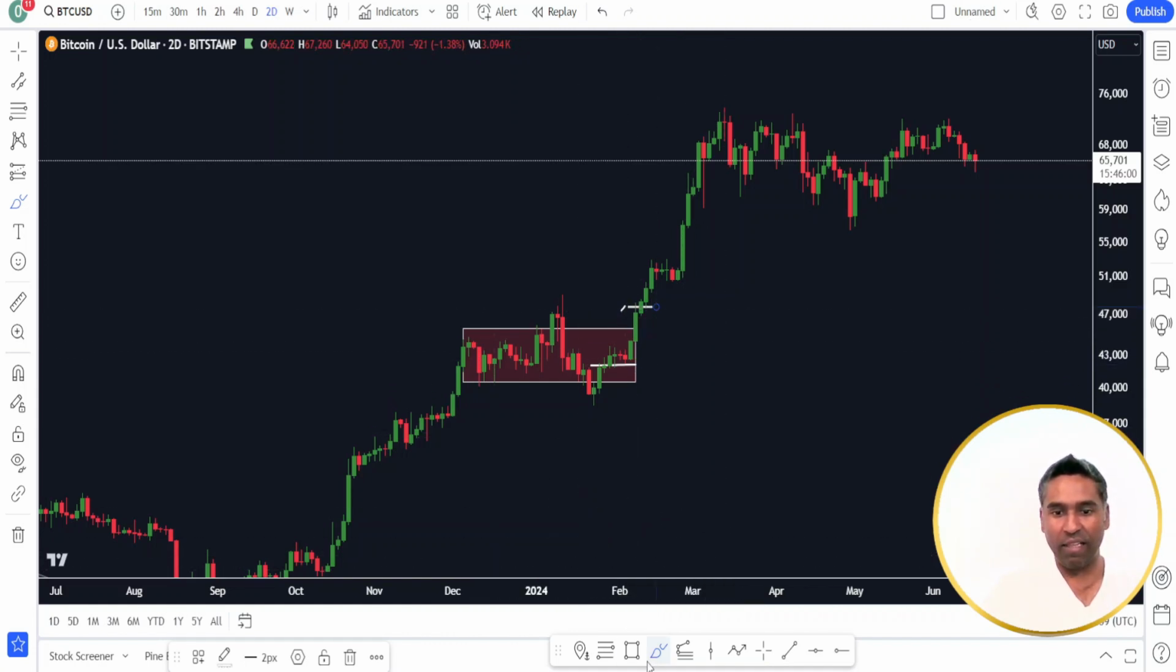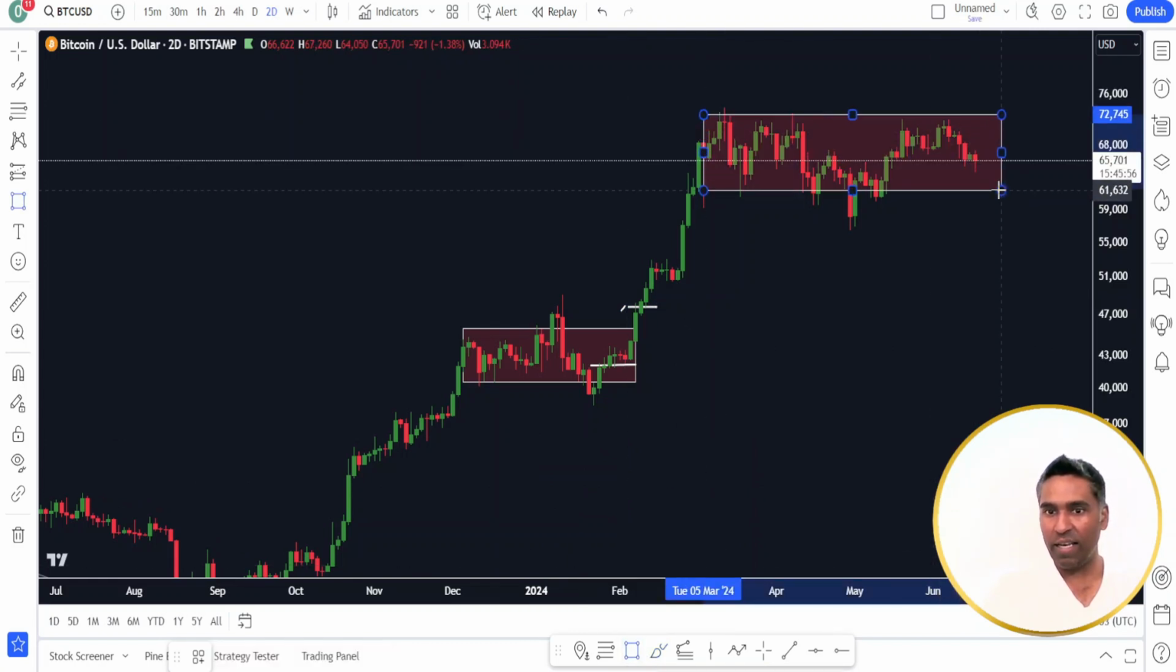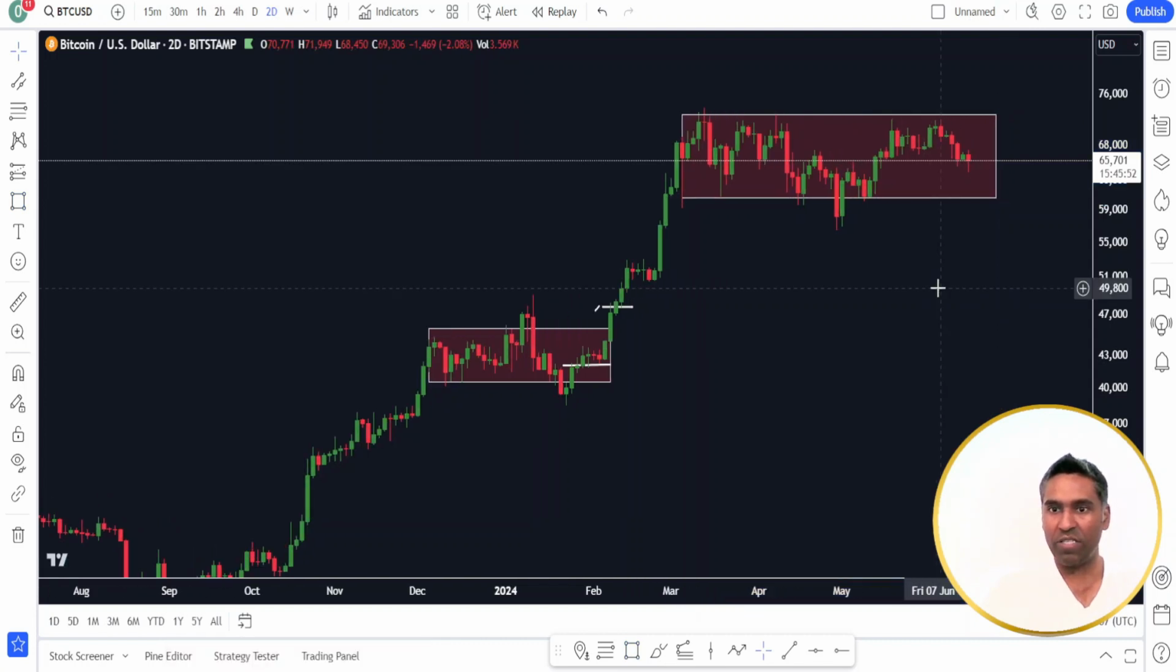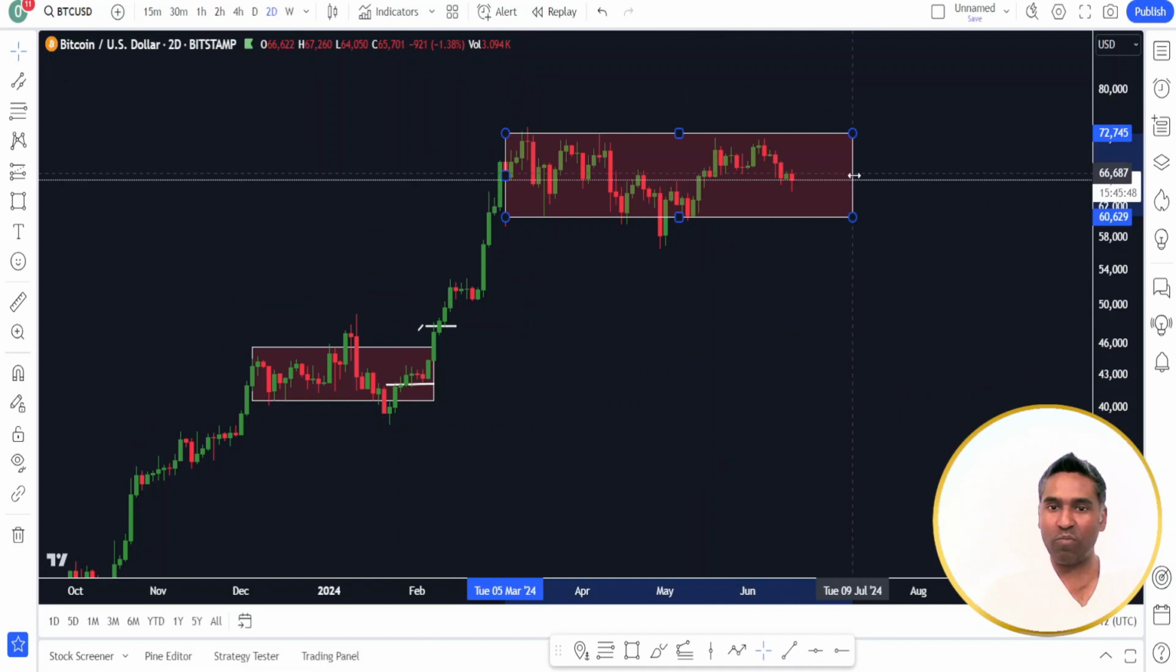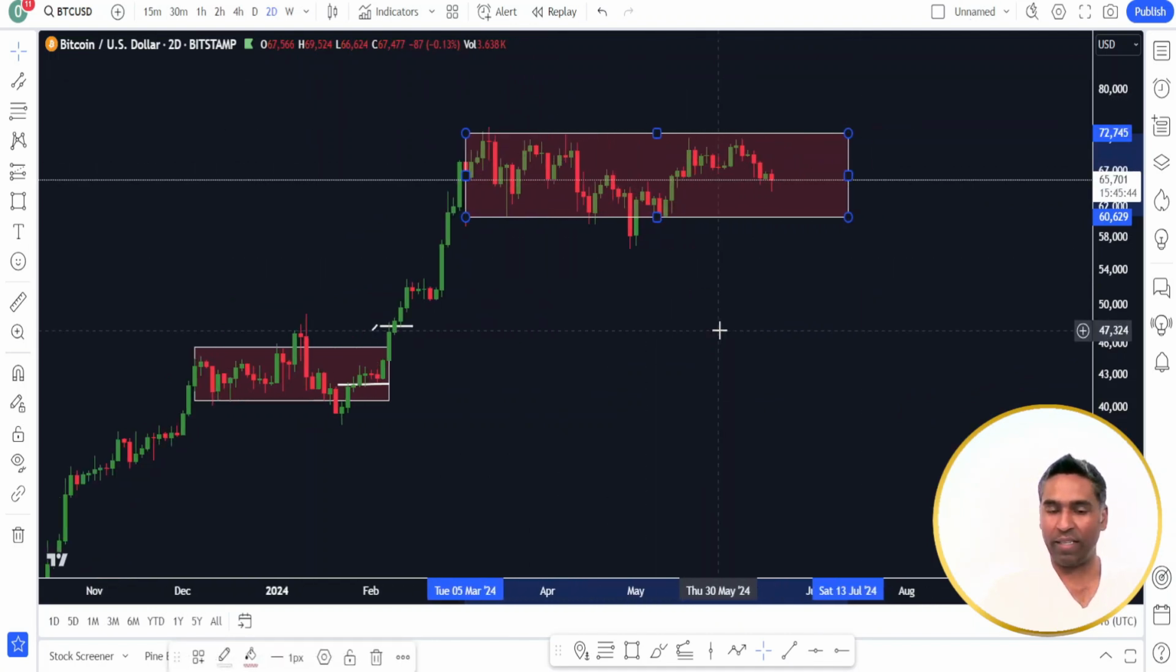Now let's see in the current market what our options are. So let's draw a rectangle here. So this is our rectangle. So what are our current options? Now the price is moving in between this rectangle. So how do we have to enter this market?